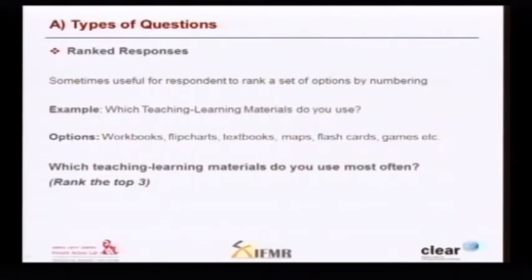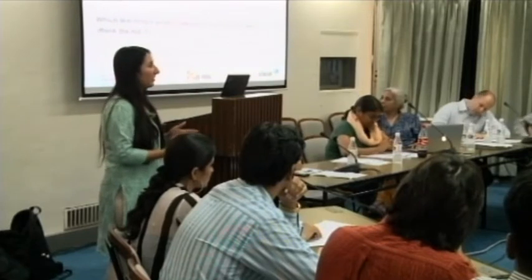Also, ranking and ratings involve a lot more mental effort, and they require time for the respondents to think through the different options. So usually it's not recommended to have a long list of options when you're asking respondents to rank them. It should usually not exceed 6 or 7 options.